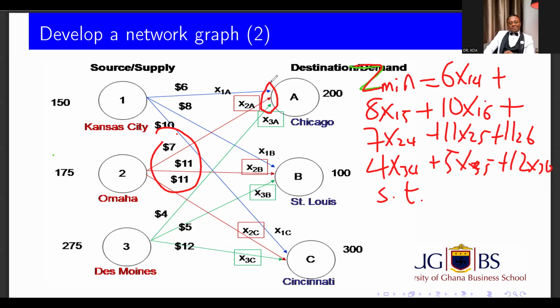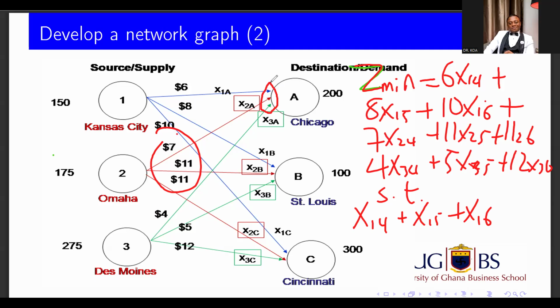So let's take the first ones that are leaving the circle, and you're going to add them. So number 1. Now, can I take it? Yeah. Okay, so number 1, for Kansas City, we are going to have x14 plus x15 plus x16 less than or equal to 150. Okay, we'll come back to that.